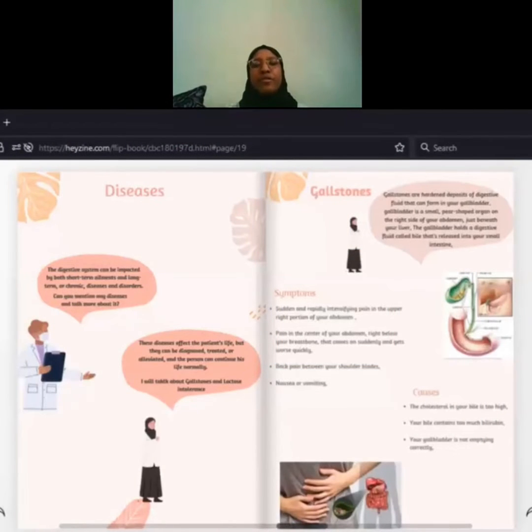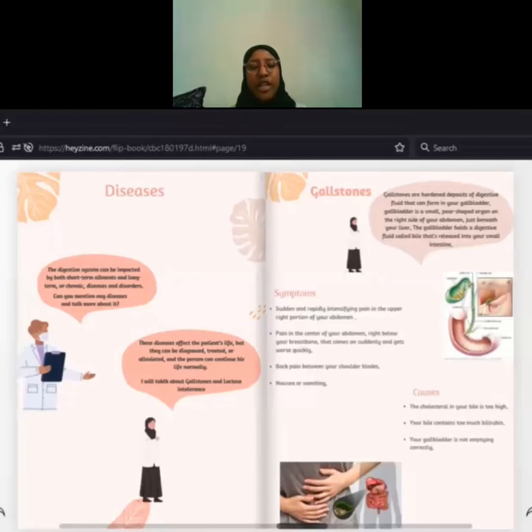I am Abir. Today I will discuss diseases related to the digestive system. First disease is gallstones. Gallstones are hardened deposits of digestive fluid that can form in your gallbladder. The gallbladder is a small pear-shaped organ on the right side of your abdomen, just beneath your liver. The gallbladder holds a digestive fluid called bile that's released into your small intestine.